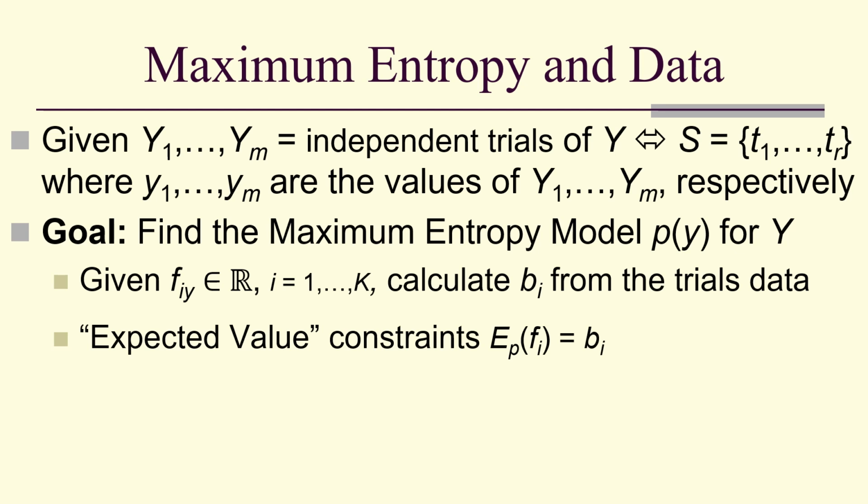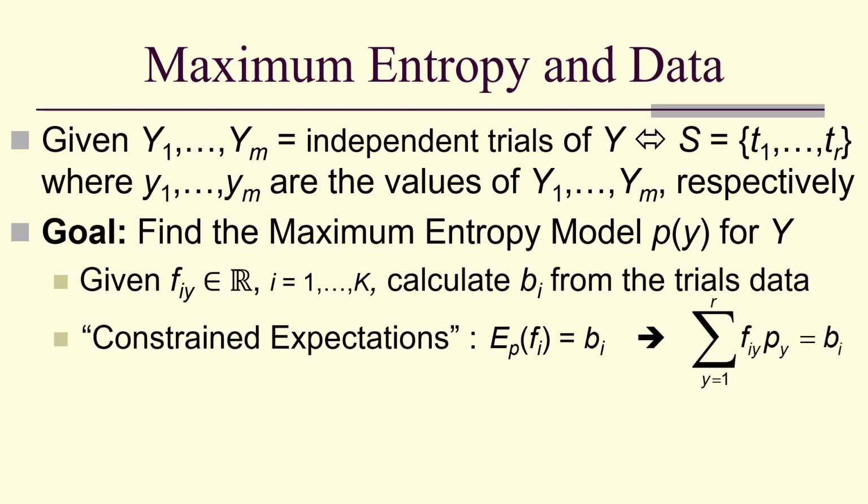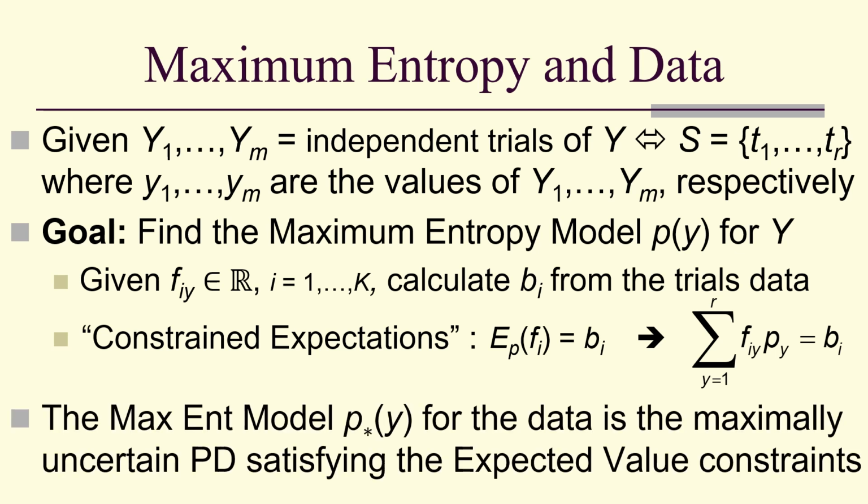So the expected value with respect to the probabilities of f sub i is going to be b sub i, also known as constrained expectations. In other words, the sum for y equals 1 to r of f sub i of y, p sub y is equal to b sub i. These are calculated from the data, and from the data we get the b sub i's, and then these become our constraints. And then we want to find the maximum entropy model with respect to these constraints.